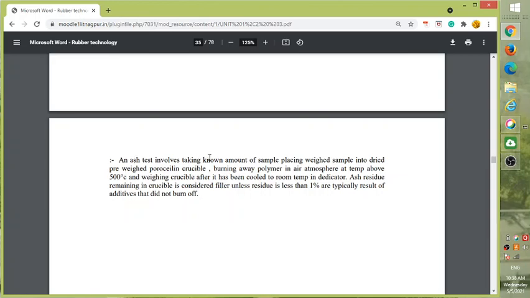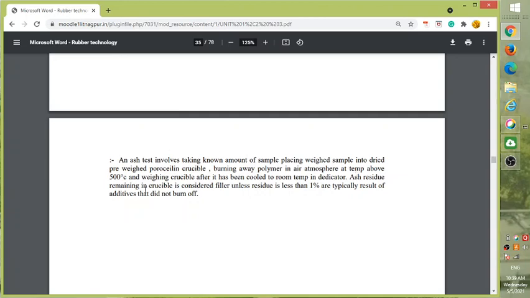An ash test involves taking a known amount of sample, placing the weighed sample into a dry pre-weighed porcelain crucible. So first you weigh the porcelain crucible, then you tare it to zero, and then you place the sample on that crucible, burning away the polymer in air atmosphere at temperature above 50. Then you increase the temperature to 500 degrees Celsius and weigh the crucible after it has been cooled to room temperature in the desiccator.